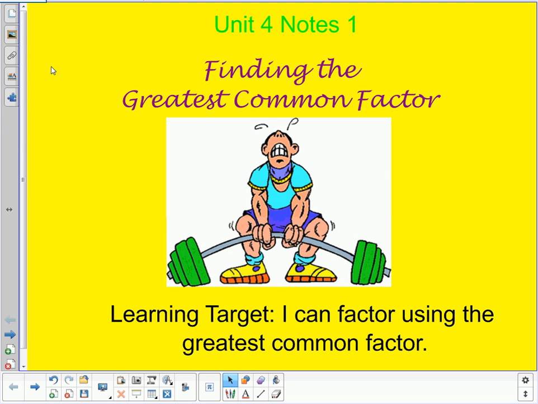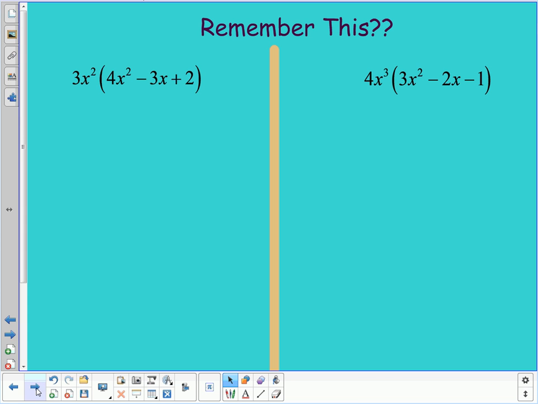Notes 1 is on finding a greatest common factor. So that's our learning target today: I can factor the greatest common factor. Up at the top of your notes page, we're just going to talk about a couple of review questions. This was back from Unit 3, what we just finished.